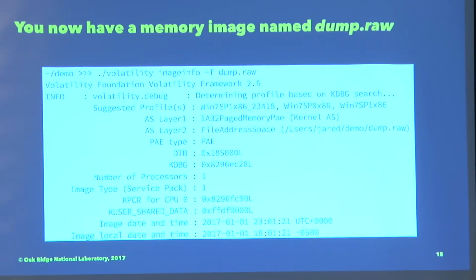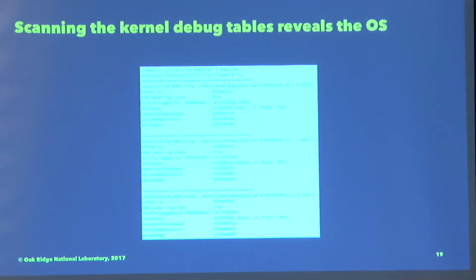And I told you about the file layers right here. We have the layer 2, which is the file address space, and you can see it points to the memory image. And then on top of that, it puts a page memory layer on top of it, and that actually gives you into the actual layout of the machine. And you can see this machine had one processor, Service Pack 1, and some other information. That is correct. I just did it on a VM in VirtualBox.